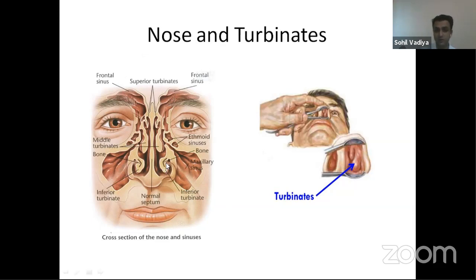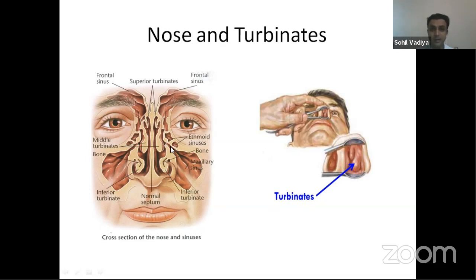So inferior turbinate is bigger than the other two, and they all are attached to the lateral wall of the nose. So the lateral wall has three attachments of the three turbinates, and the space which lies beneath the turbinates, lateral to the turbinate, is known as a meatus. So there are three turbinates and three meati: superior meatus, middle meatus, and inferior meatus. The turbinates and the meatus have their own importance. We'll see in detail.